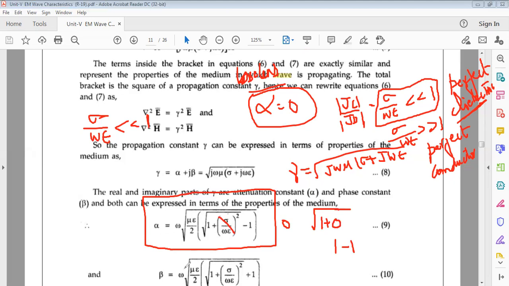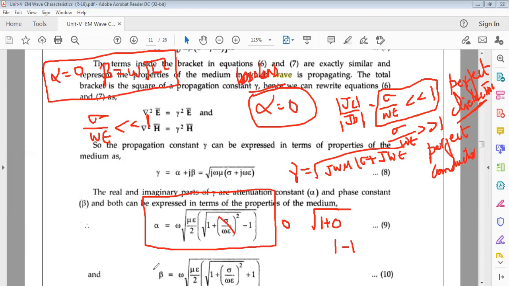Got it, my students? And now, what is beta? We already know beta is equal to omega root LC in the transmission line. Alpha is equal to 0. It's a lossless transmission line or distortionless transmission line. What is beta? Beta is equal to omega under root of LC, where L is the inductance and C is the capacitance, my dear students. This is for the transmission lines and the distortionless transmission.